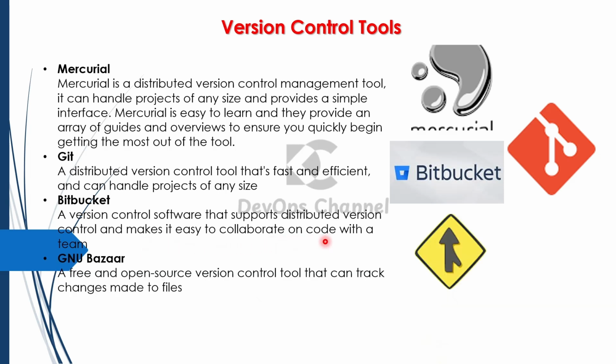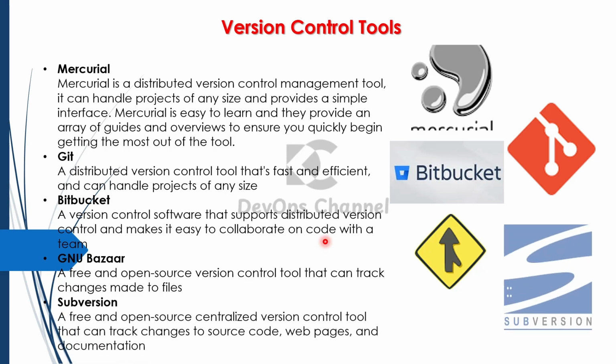Okay, next one is GNU Bazaar. It's a free and open source version control tool that can track changes made to files. Okay, so everyone has their own functionality if you talk about their functionality. And the next one is Subversion. You might also have heard about it along with Git. It's also free and open source, but it's a centralized version control tool. Okay, so this is centralized and these three are distributed.